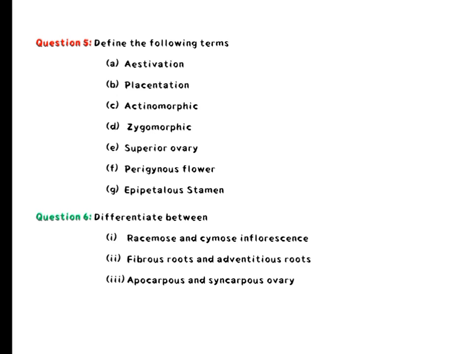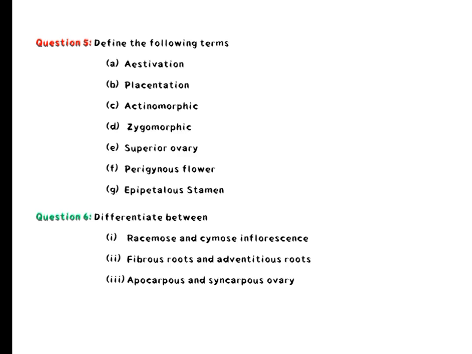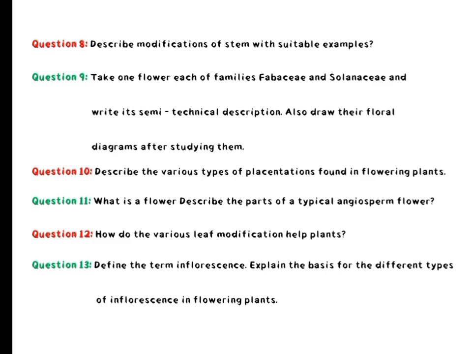Actually, I forgot to mention one question, the 7th question. Draw the labeled diagram of gram seed and maize seed, that is, one dicot seed and one monocot seed. You have to draw and mention all the parts of the dicot seed and monocot seed. Then describe modification of stem with suitable examples.